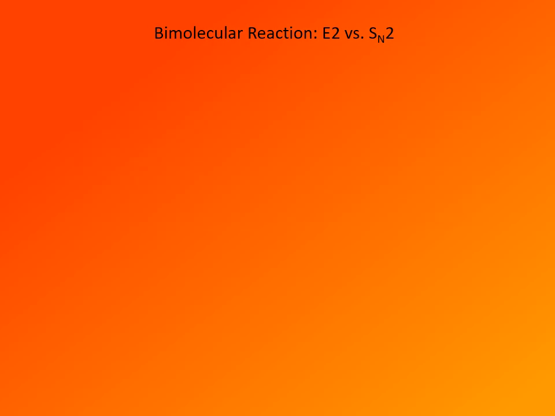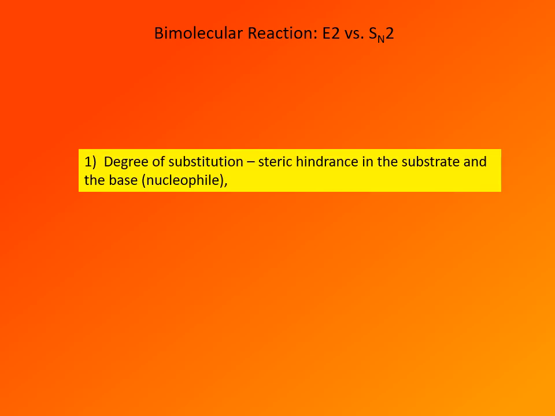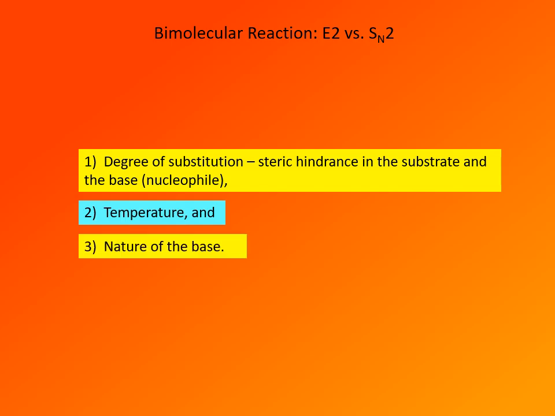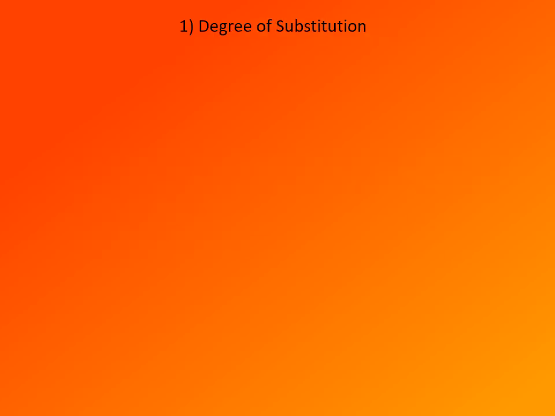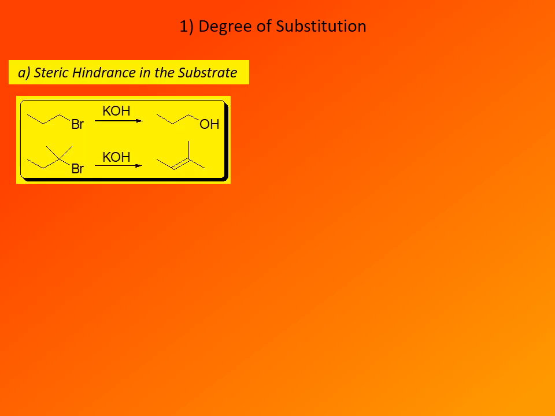In the case of bimolecular reactions, of course now the competition is between E2 and SN2 reactions. In bimolecular reactions, the factors that affect the reaction outcome are the degree of substitution, that means the degree of steric hindrance in the substrate and the base or nucleophile, reaction temperature, and the nature of the base. First, let's examine the role of the degree of substitution, or steric hindrance, in the substrate.